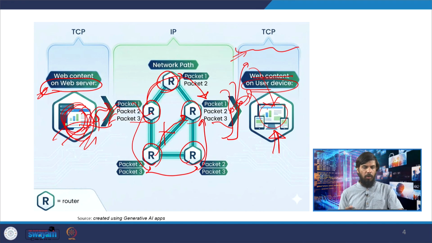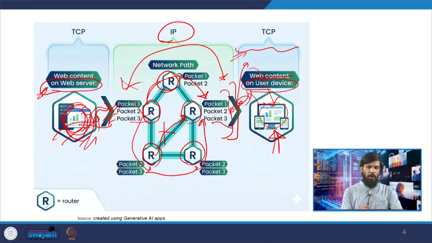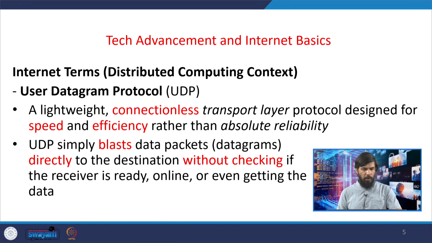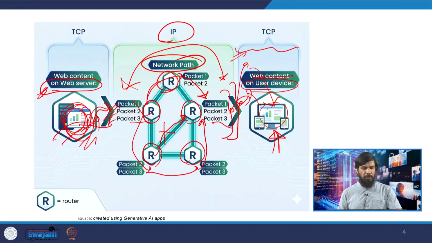So TCP is controlling that data part, assembly, reassembly, ordering, and IP is essentially managing how the smaller chunks of packets travel through different routers and through the internet. They might take their own network path. So this is how it happens. Pretty much the same thing happens in other protocols also.